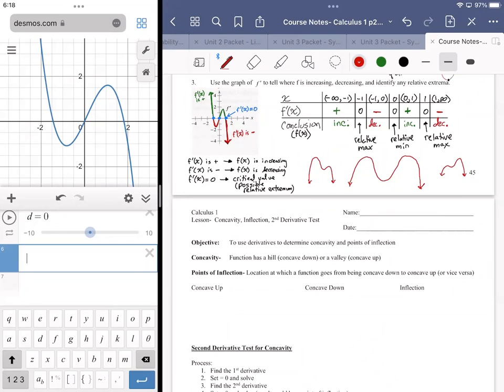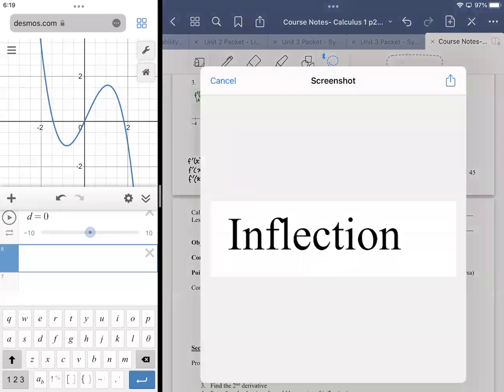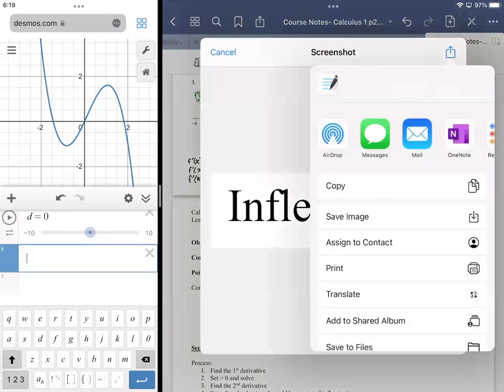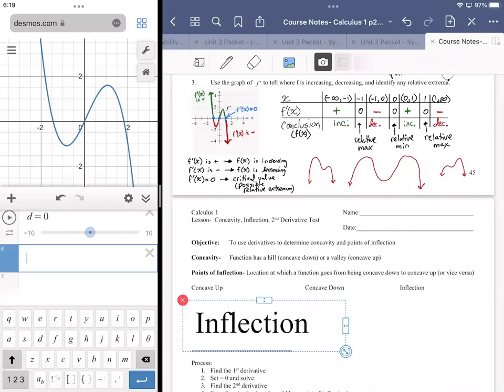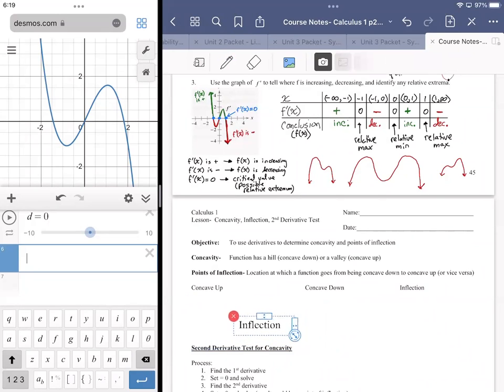I'll take it as a typo. I always want to have inflection in the middle and concave down on the right. All right, so I'm going to rewrite it, but I'll still take it as a typo. Inflection. It's really dramatic. It's so ridiculously big.